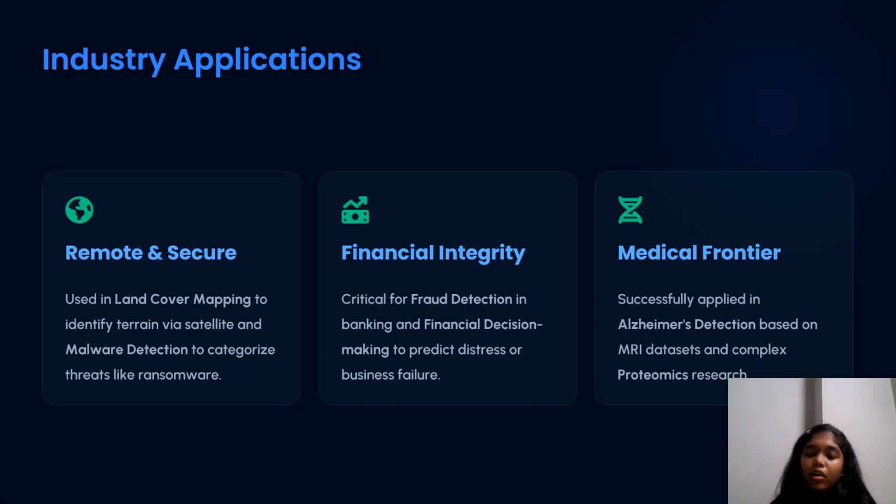The real world applications of ensemble learning are land cover mapping, fraud detection, and Alzheimer's detection. Land cover detection is used to identify terrain via satellite, and malware detection to categorize threats like ransomware. Fraud detection is used in banking and financial decision making to predict distress or business failures. And Alzheimer's detection is used to detect Alzheimer's based on MRI datasets, complex research. And that concludes my presentation.